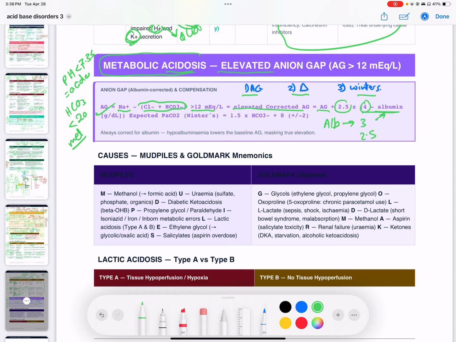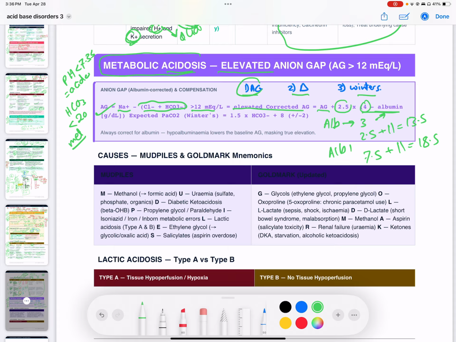So if it was 11, you add 2.5 to 11, so that's 13.5. If the albumin is 1, then you add 3 times 2.5, so 7.5, to the 11, which will be 18.5, right? So this is how you correct the anion gap for the albumin.